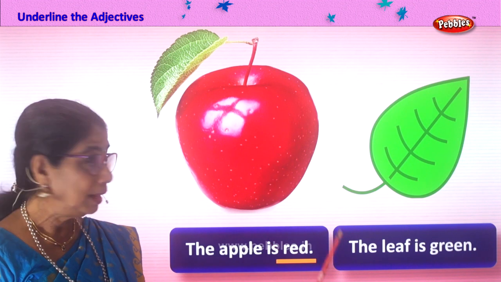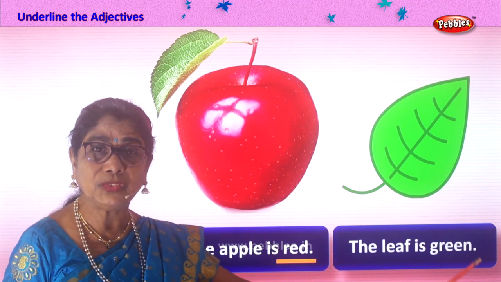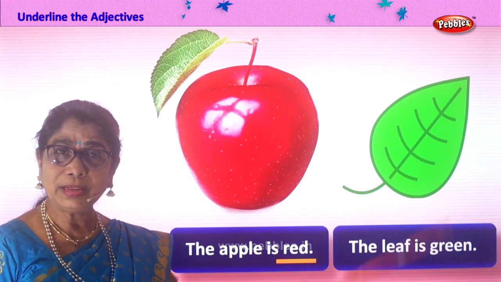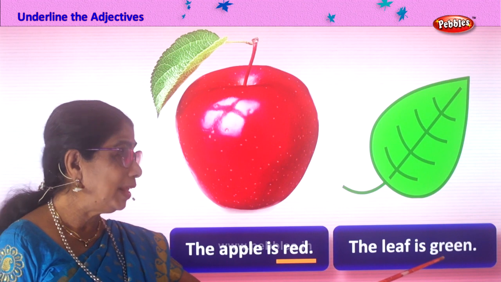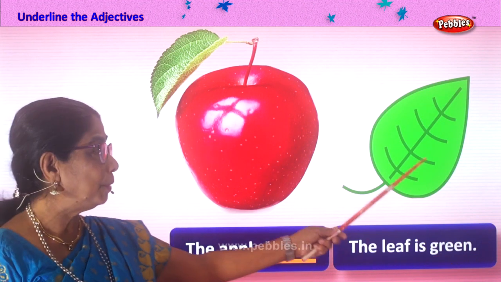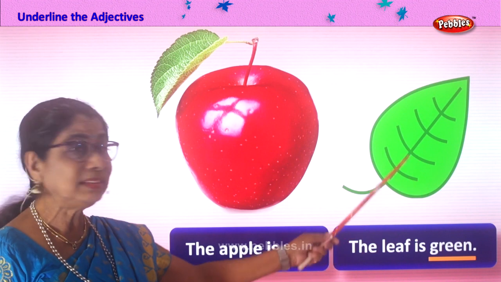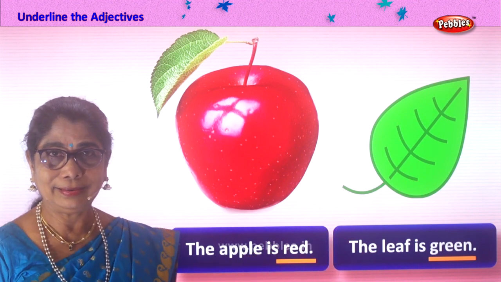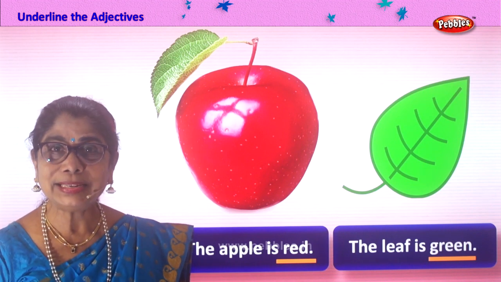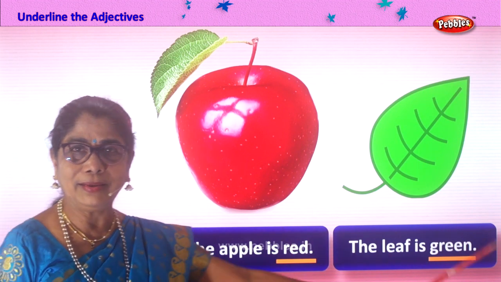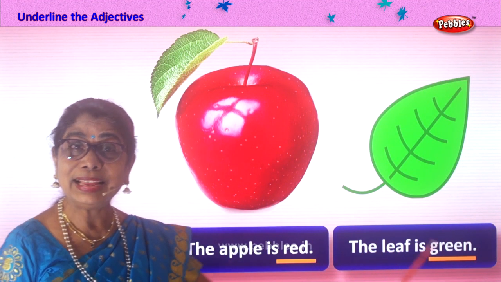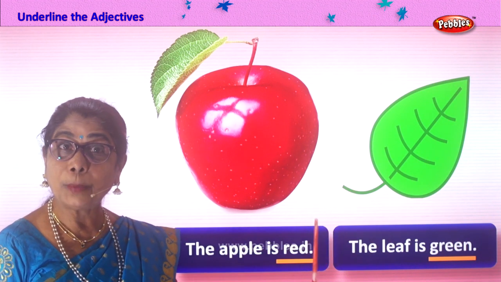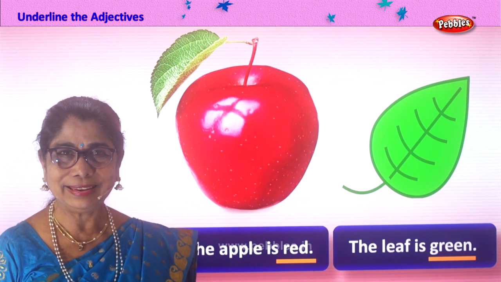Look at the next sentence. The leaf is green. Sometimes you find yellow leaf, brown leaf. Here, the leaf is green. So we underline the descriptive word green. The leaf is green. The apple is red. Let's look at the two describing words. Red, green. Opposite of red is green. The apple is red. The leaf is green. Opposite of red, green. Good.